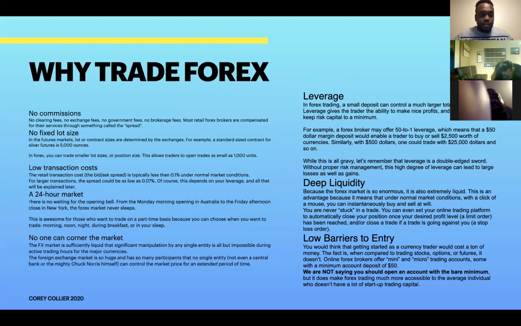Why does everybody want to trade Forex? There's no commissions. Well, there's small commissions on some brokers. There's no fixed lot size. It's got low transaction costs, and it's a 24-hour market. Okay, not only that, no one entity can really corner the market. Though I will warn you, there can be market manipulation. And of course, we all know that JP Morgan and all these other people have been hit with fines for market manipulation in the past, right? Also, the leverage is attractive to investors and it also has deep liquidity. And there's also very, very low barriers to entry, unlike stocks.